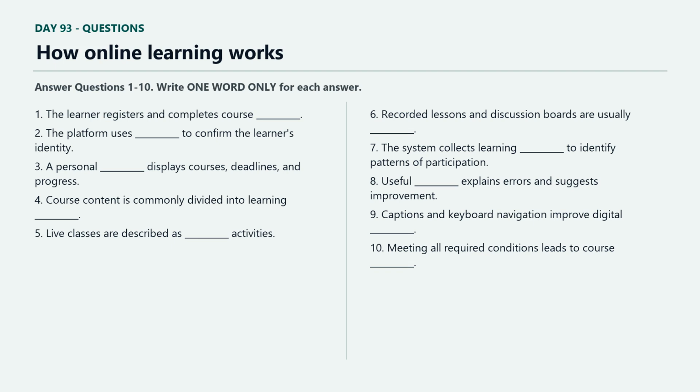The learner then enters the course space. Content is commonly divided into modules, with each unit focusing on a topic, week, skill, or stage of a project. A module may contain an introduction, reading, video, practical activity, discussion, quiz, and summary. Clear sequence markers show which activities are required, which are optional, and what should be completed first.